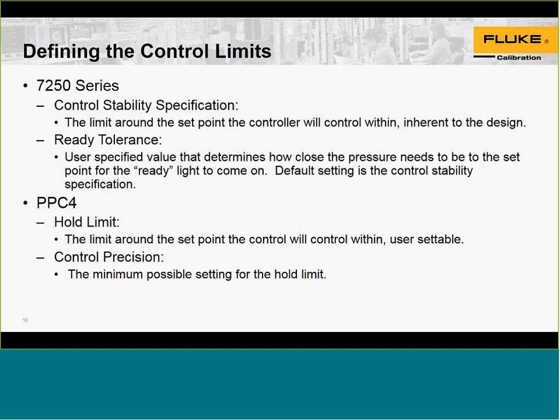PP4 series with QRPTs limit and the control vision. Hold limit is a limit around the set point that the pressure controller will control within, and that is user settable, with a default setting of 0.01%. That is the minimum possible setting for hold limit.